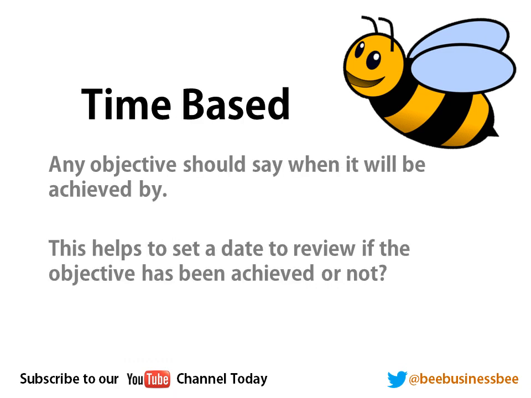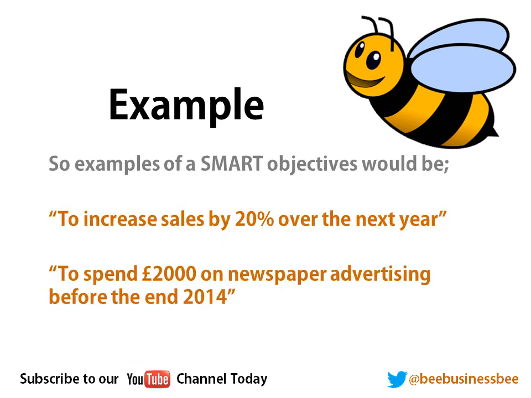And last, the T stands for what's called time-based. Any objective should have a time limit, so it should say when you've got to achieve it by. So this means that you can look back and ask, have we achieved that objective or not? So that's where the SMART objective comes from. So remember, the S stands for specific, the M stands for measurable, the A stands for achievable, the R stands for realistic, and the T stands for time.